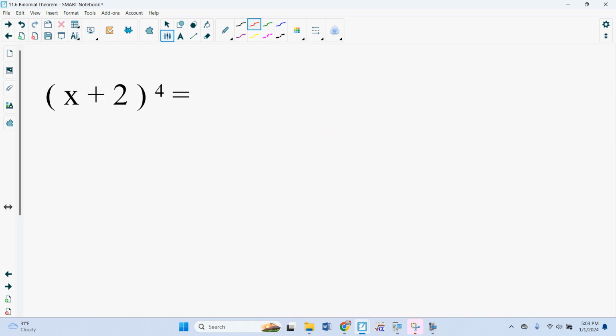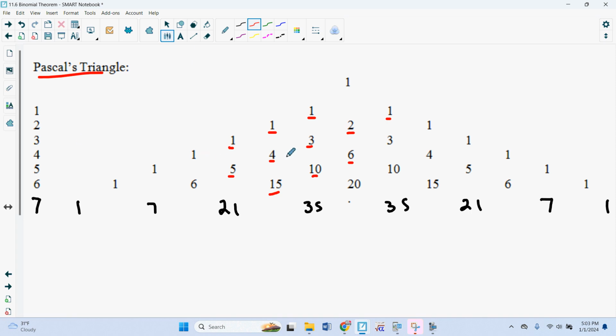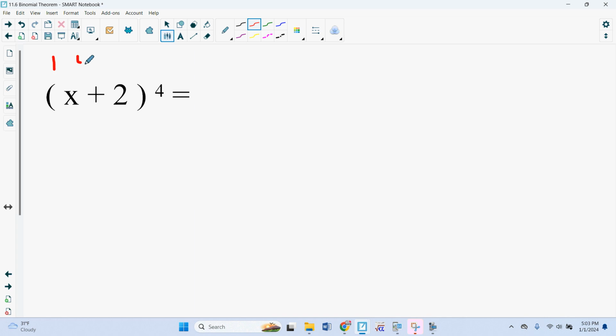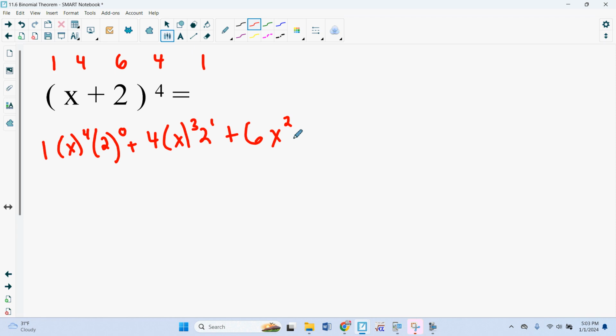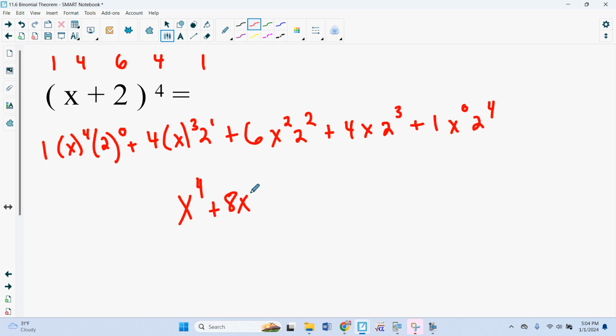So let's say we had x plus 2 to the 4th. From our 4th row of Pascal's triangle, we have 1, 4, 6, 4, 1. So this is going to be 1 x to the 4th 2 to the 0, plus 4 x cubed 2 to the 1, plus 6 x squared 2 squared, plus 4x 2 cubed, plus 1 x to the 0, 2 to the 4th, and this is x to the 4th plus 8x cubed plus 24x squared plus 32x plus 16. So 2 different ways that you could do this.